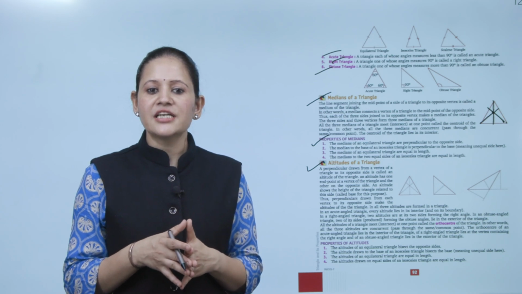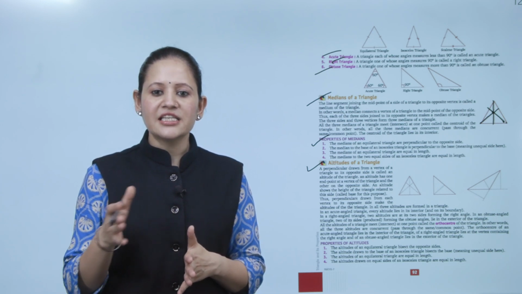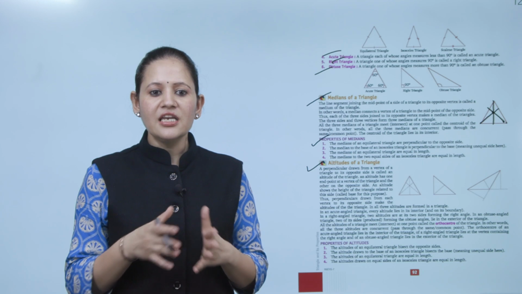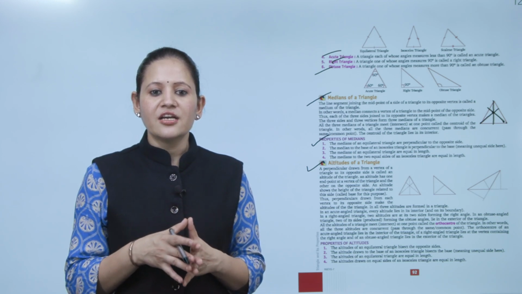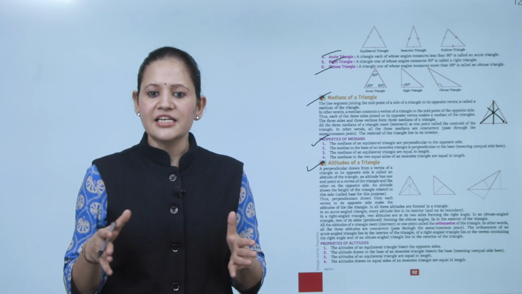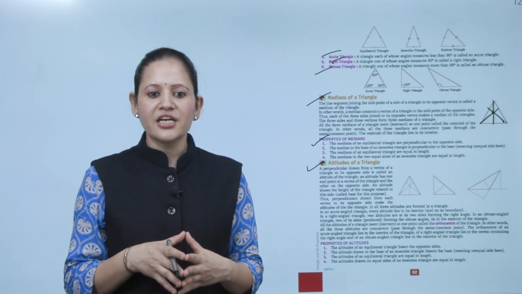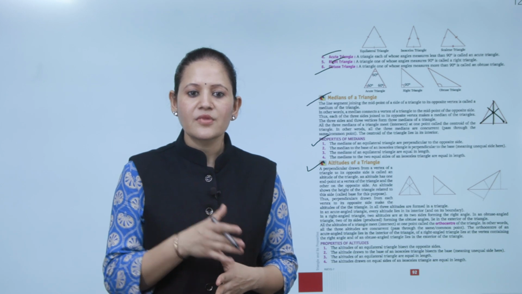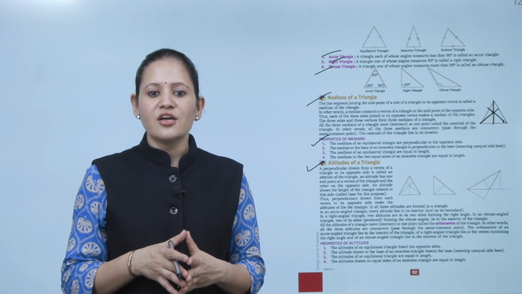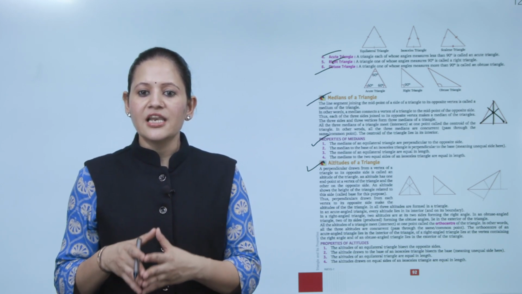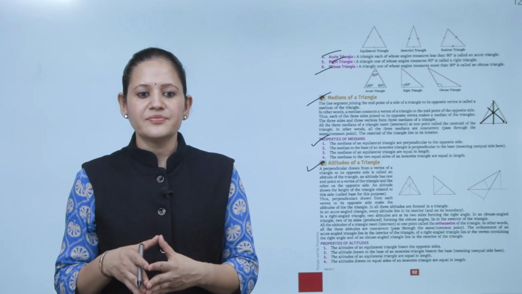In an acute angle triangle, every altitude lies in the interior. In a right angle triangle, two altitudes are at its two sides forming the right angle. In an obtuse angle triangle, the altitudes from the two vertices of the sides forming the obtuse angle lie in the exterior of the triangle.